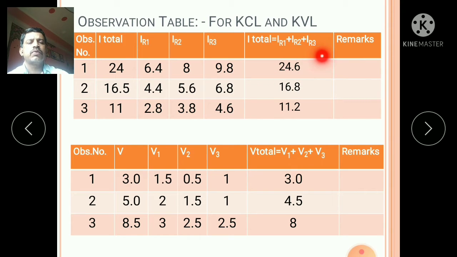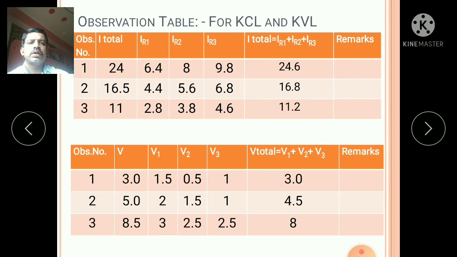Therefore I total is equal to IR1 plus IR2 plus IR3. So in three different observations, the current I total is approximately equal to IR1 plus IR2 plus IR3. Therefore we say that the KCL law is verified.